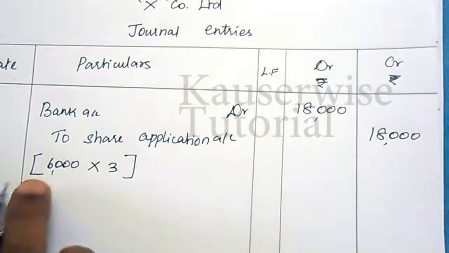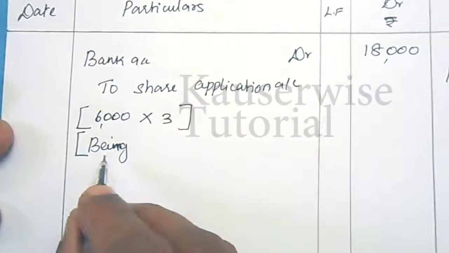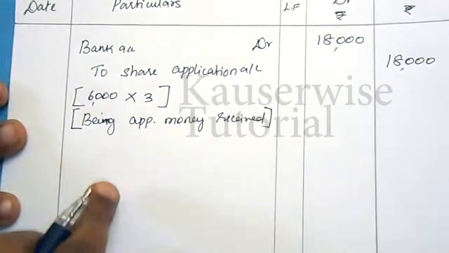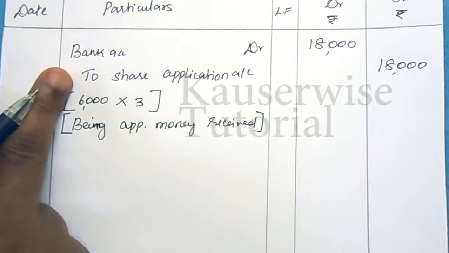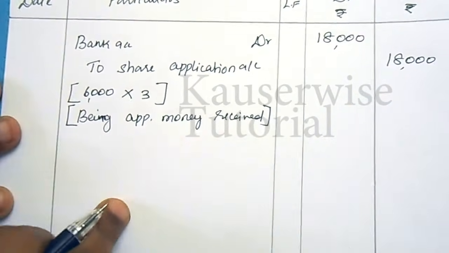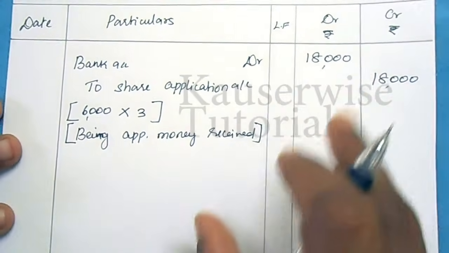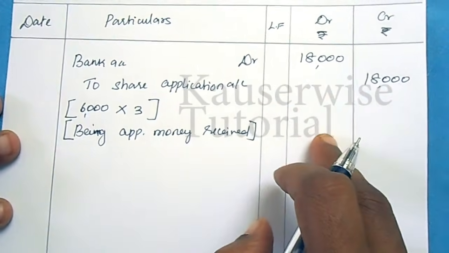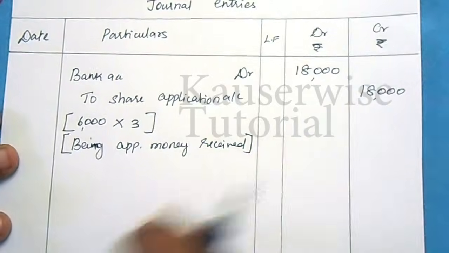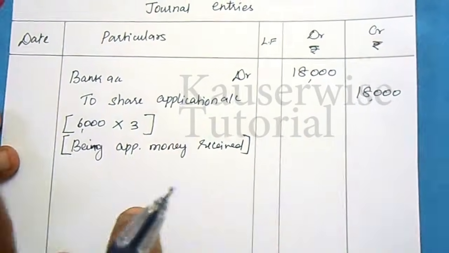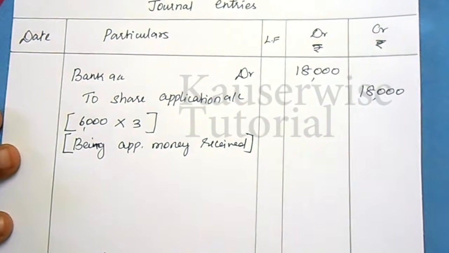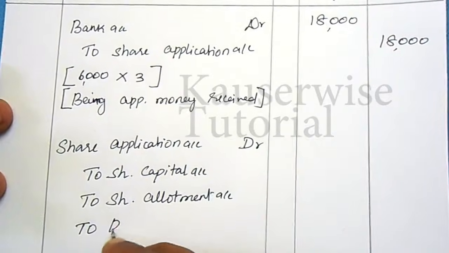Being application money received. Here you have to write narration. So after receiving the application money, the next entry is the transfer entry. The entire application money will be transferred to share capital. But here, over subscription, no. That is pro-rata allotment. Here you need to show the entire information in one journal entry. First let me write the entry, then I'll explain it to you.